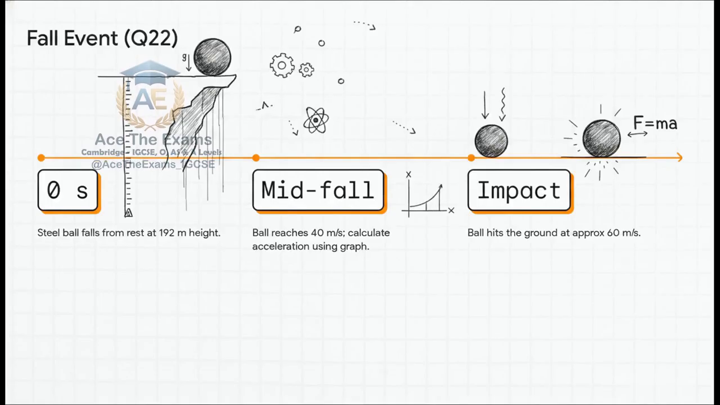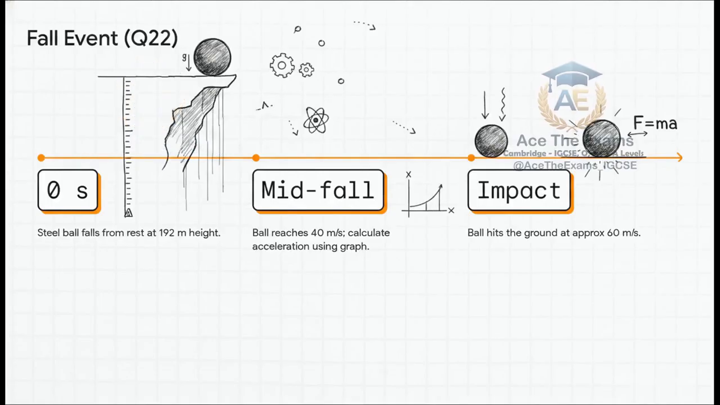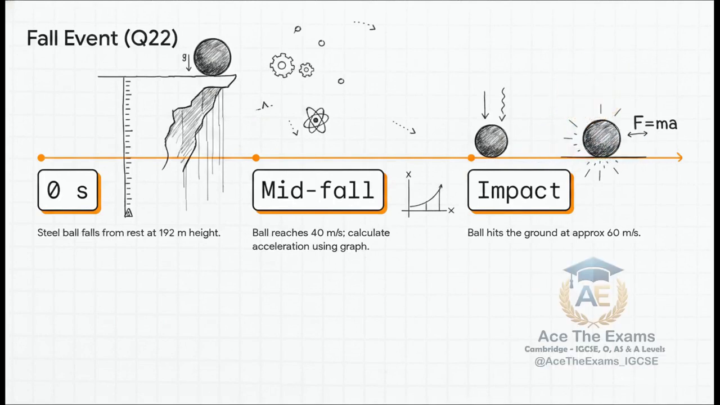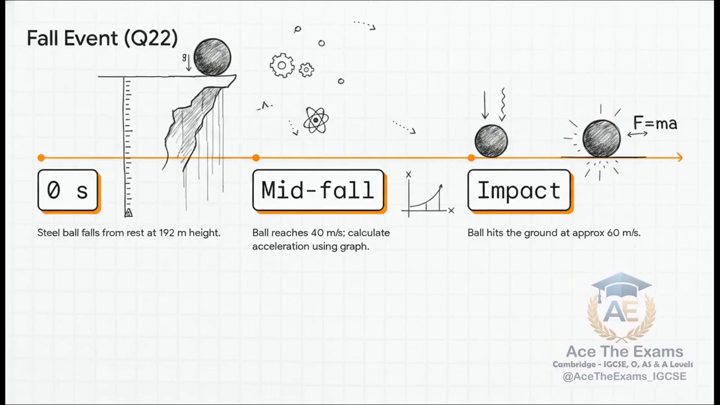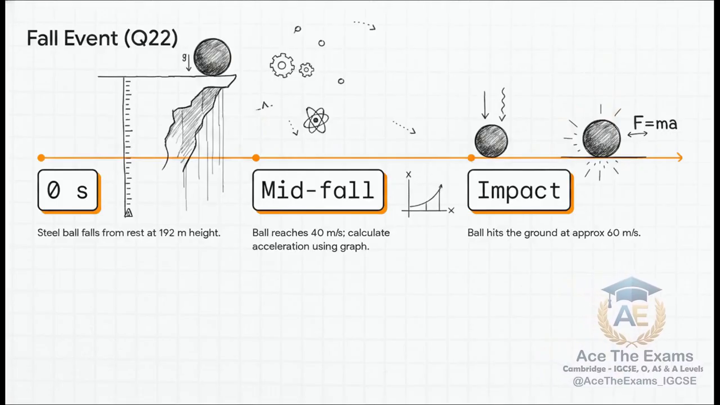Here is one more timeline scenario. Question 22. A steel ball falls from 192 meters. At 0 seconds, acceleration is exactly 9.81. But as it falls and hits 40 meters per second, air resistance becomes a major factor.